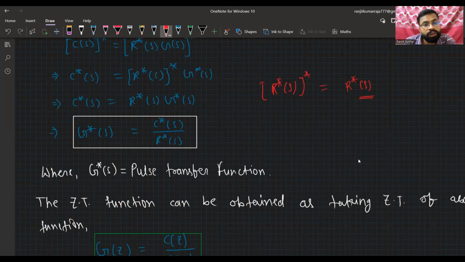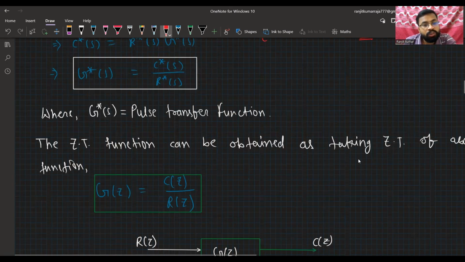Now after that we have to find out G star of S, that is G star of S equals C star of S divided by R star of S, where G star of S represents the pulse transfer function. Now we have to take the Z transform of this pulse transfer function. Whenever we see a star function, that function is directly converted into the Z transform. So directly G star of S, when we apply the Z transform, becomes G of Z.